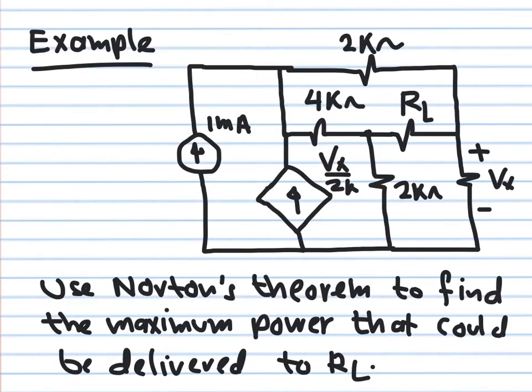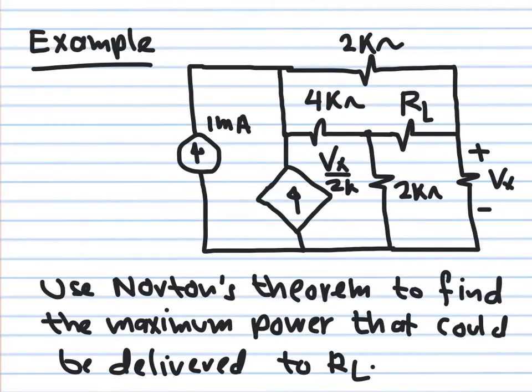Okay, let's take a look at one more example. We have this circuit here and would like to apply Norton theorem to find the maximum power that can be delivered to this load resistor. So this load resistor is not given a value, but we know from the maximum power transfer theorem that this load resistor should be equal to the Thevenin resistance, which is equal to the Norton resistance, in order to get maximum power transferred from the circuit to this load.